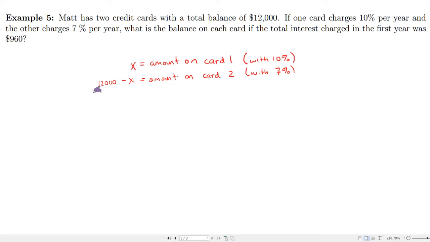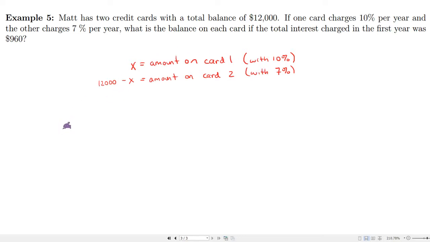Okay, so we know that the $12,000 is split between these 2 cards, and we also know that after the first year, the interest charge was $960. Okay, so how do we get this $960? Well, we're going to take the amount on card 1 and multiply by 10%, and we're going to take the amount on card 2 and multiply by 7%. Okay, so let me write that out.